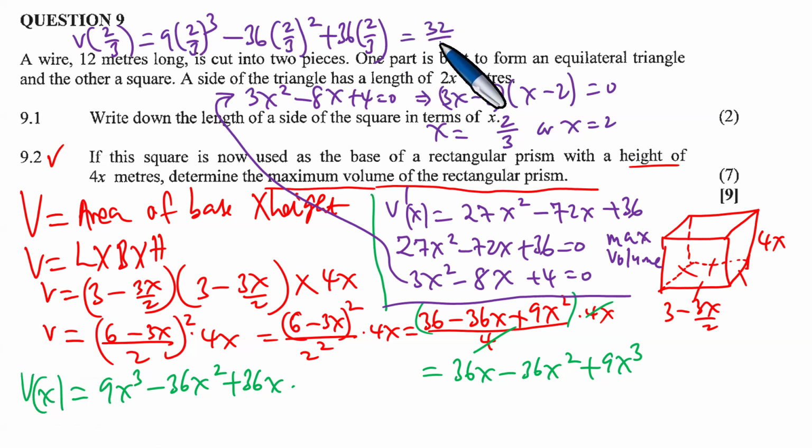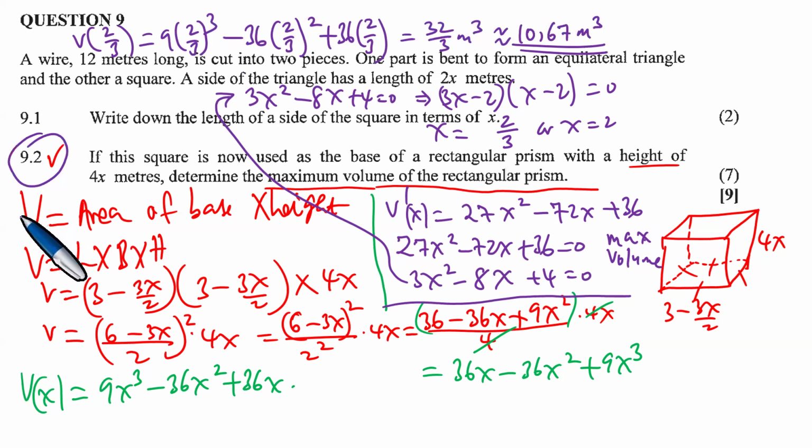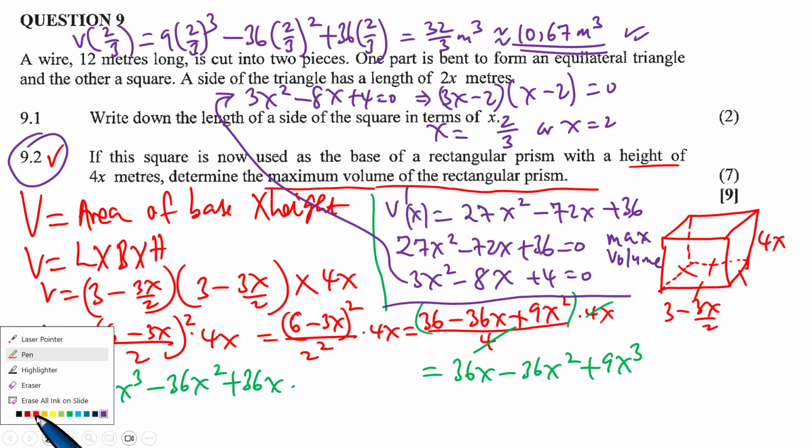32 divided by 3 cubic meters, which is 10.67 cubic meters. And this is what we needed: to determine the maximum volume of the rectangular prism. And the maximum volume is 10.67 cubic meters. Okay, so that's something you need to take note of. And we continue to do more mathematics. We continue as follows.